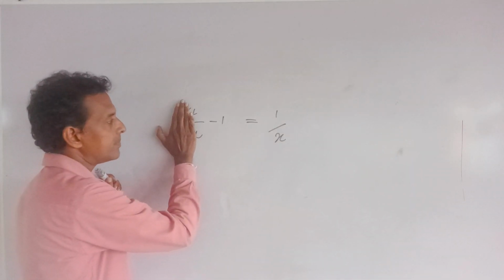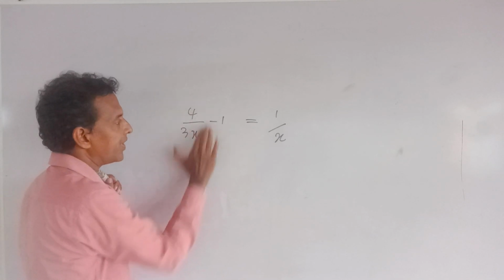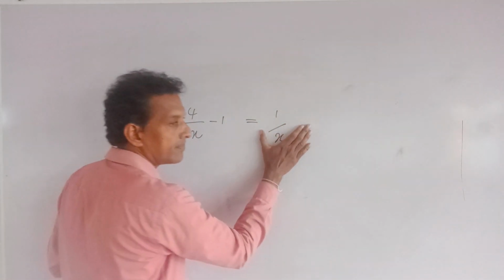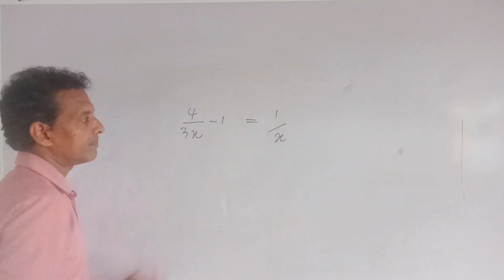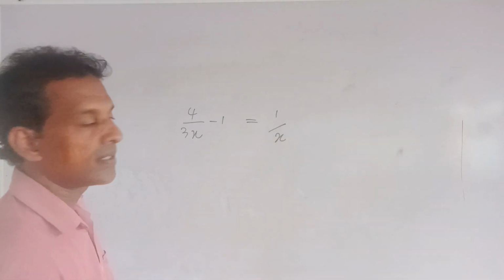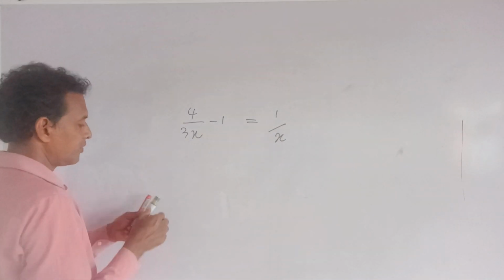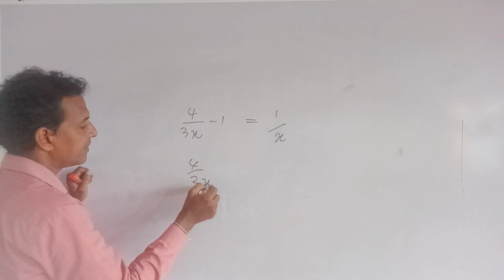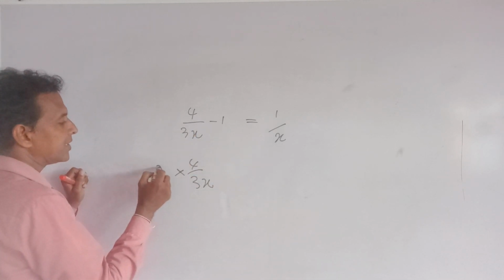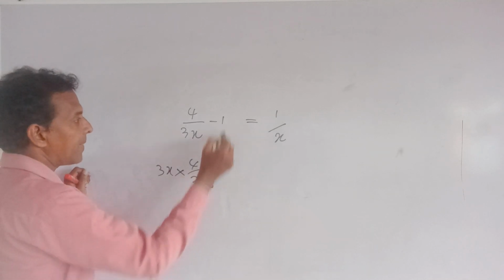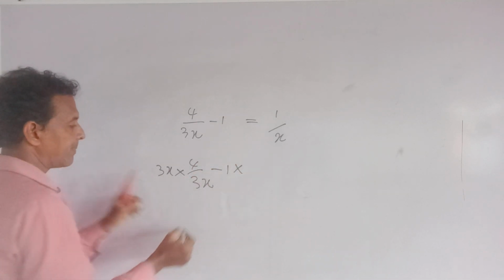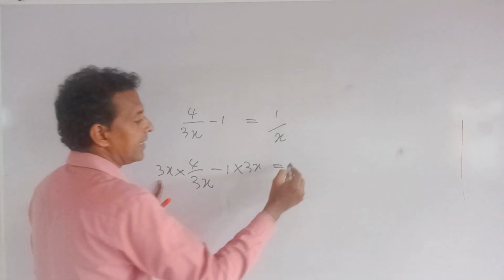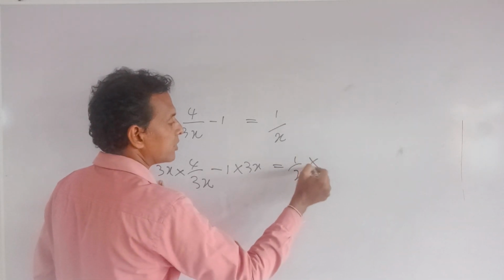This side we have two terms. 4 over 3x is one term here. Minus 1 is the other term. This side we have another term. What I do, I multiply all the terms by 3x. Now see, 4 over 3x, I multiply this by 3x, minus 1 I had here, I multiply that by 3x, equals, you have 1 over x, I multiply that also by 3x.